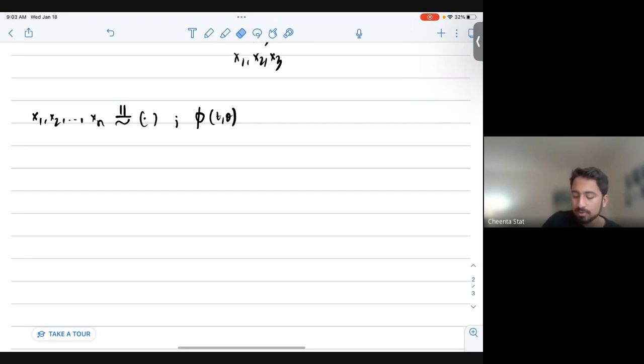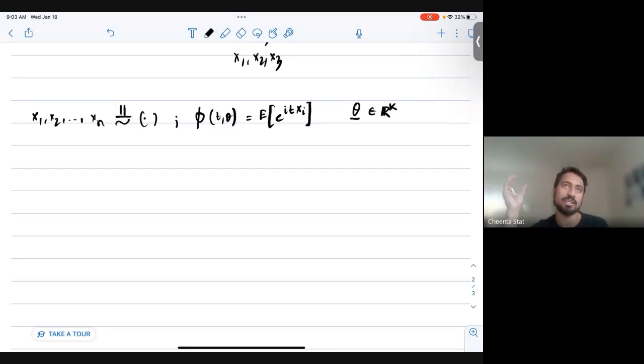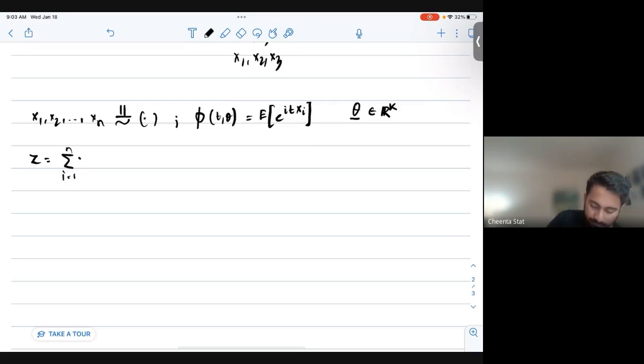Why am I teaching you this? Because you don't have to remember characteristic functions, but you have to remember the moment generating functions. And theta is in R to the power k. They have a range of theta, like the normal, where theta is the pair mu comma sigma square. Now Z is defined as the summation of Xi.